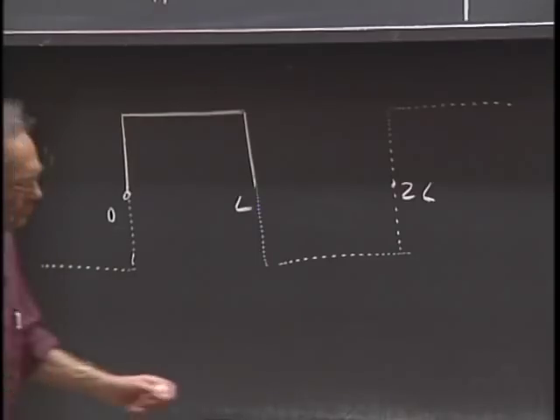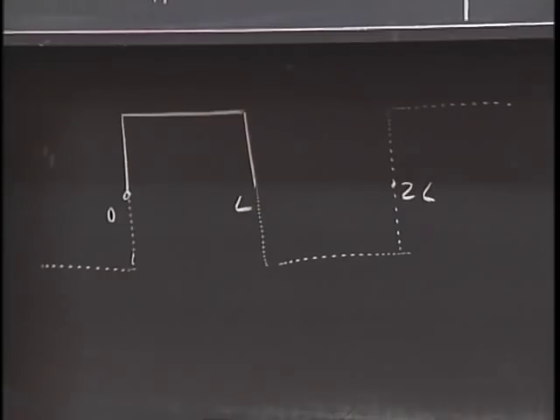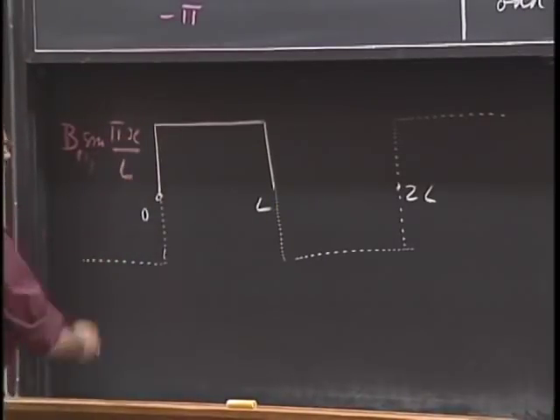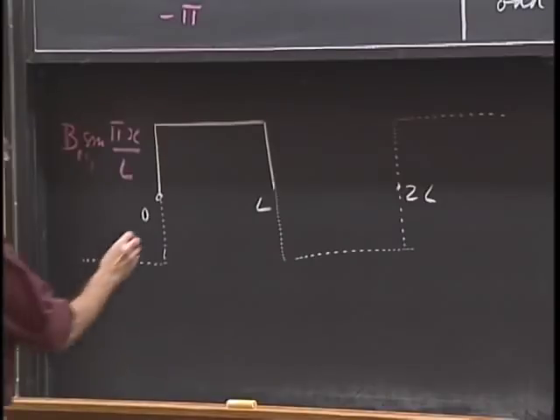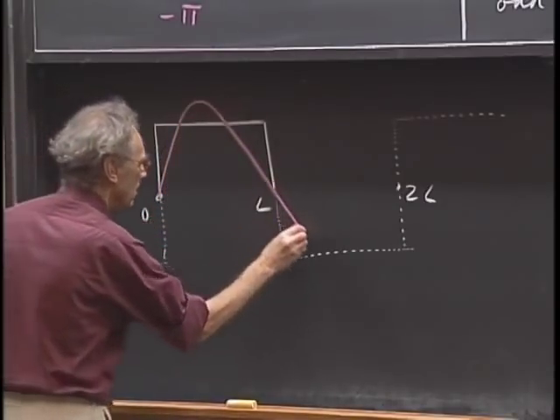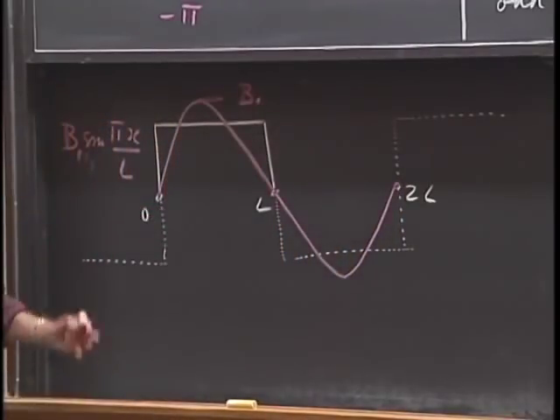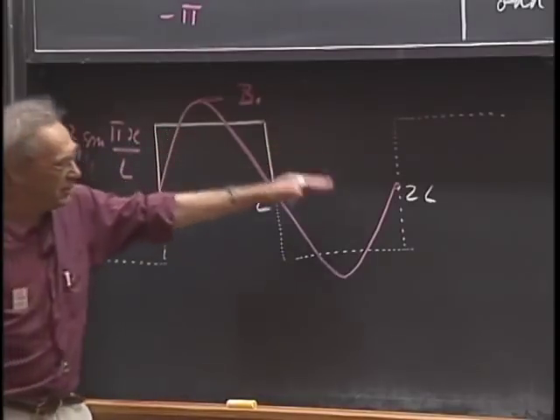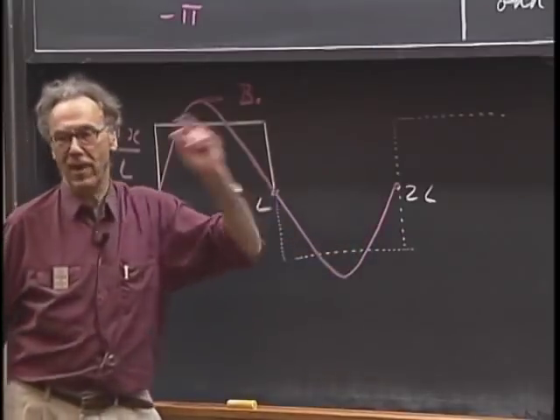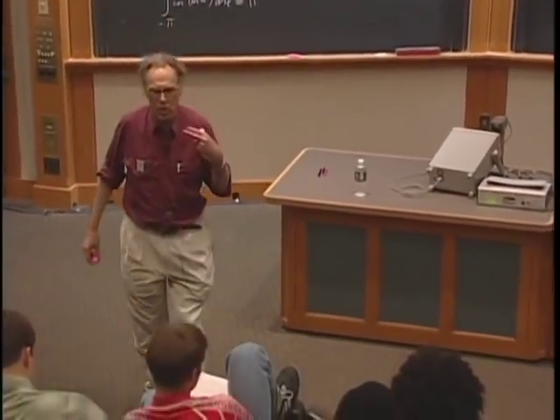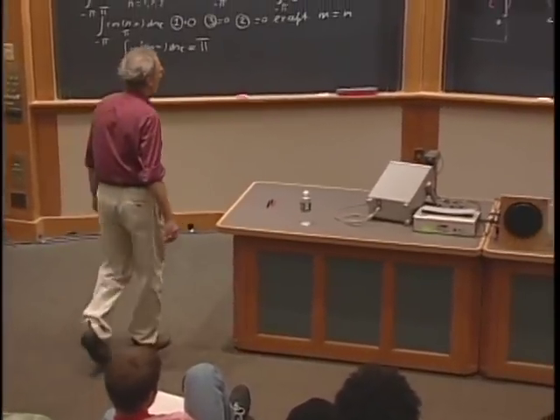So let us put in there the function B1 times the sine of pi x over L. That is the very first one in the series of the B's. That one is wonderful. That is exactly what we want. This is a sinusoid which would have an amplitude B1. It couldn't be better. Here it is a mountain, and here it is a valley. Well, we need a mountain here, and we need a valley there. No surprise, because a sine function is an odd function, and our function is odd. So clearly, odd functions will do very well.